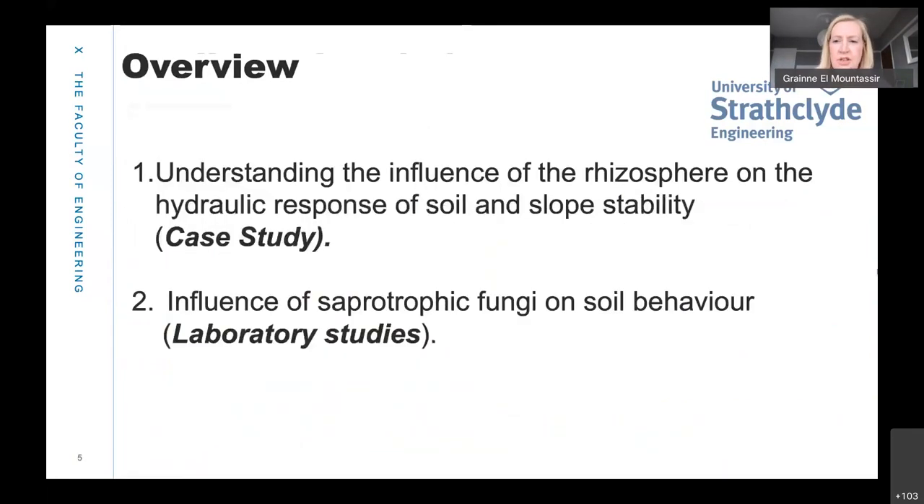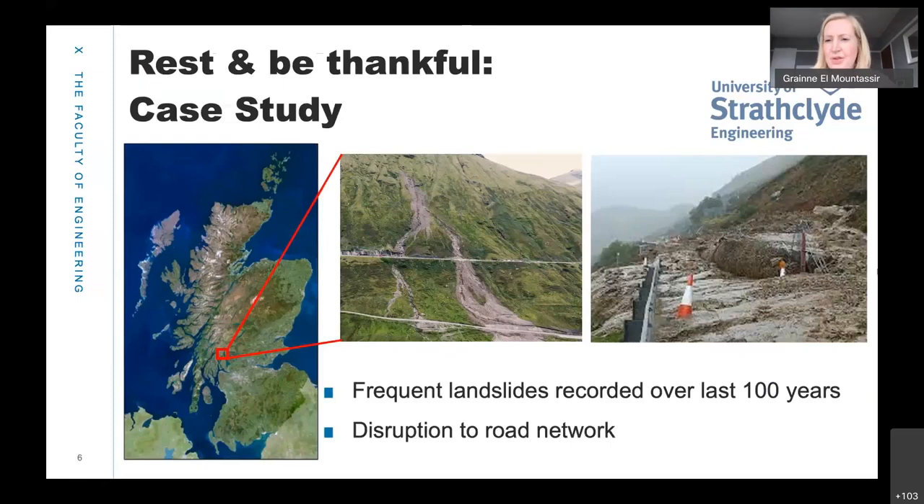So I'll try to cover two different topics in this talk. The first one, I'll present a case study which outlines the influence of the rhizosphere on the hydraulic response of soil and ultimately slope stability. And in the second part, I will present some experimental work that looks at the influence of saprotrophic fungi on soil behavior.